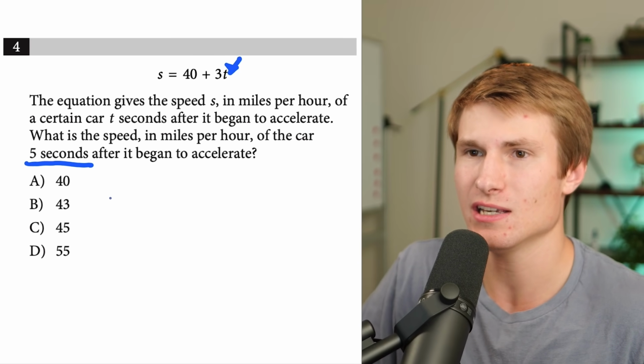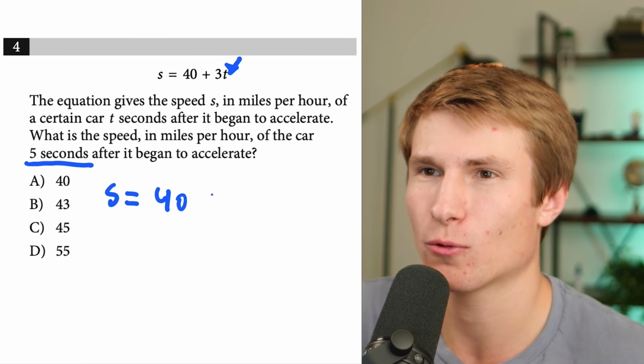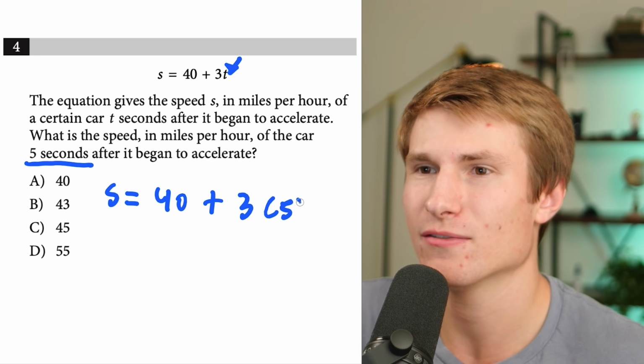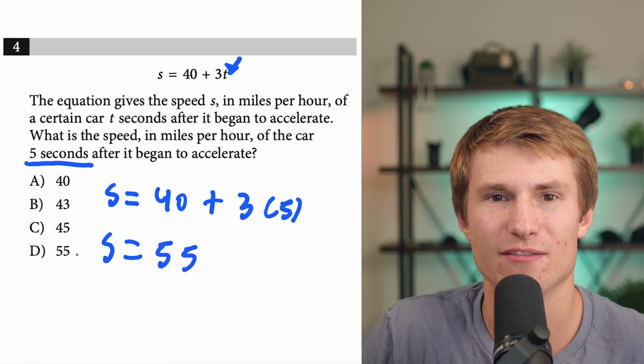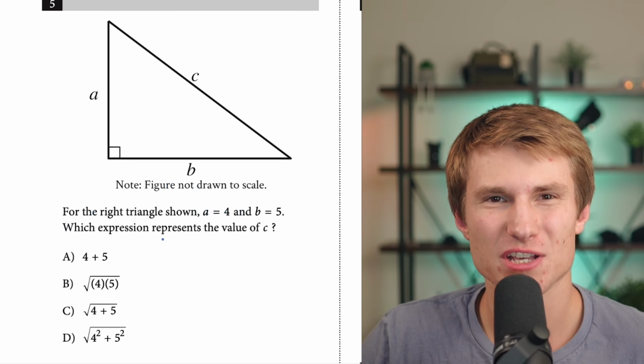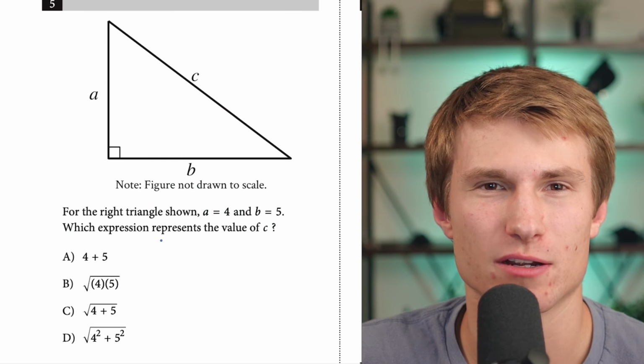We know that the amount of time after it begins to accelerate is represented as t, so we plug in 5 for t, and we're going to have our speed is equal to 40 plus 3 times 5. 3 times 5 is going to be 15. 15 plus 40 is going to equal 55, and our answer will be answer choice D. Here's how to solve this question that deals with the Pythagorean theorem on the SAT.